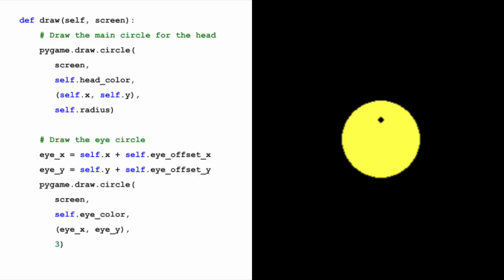First, we use the circle method of PyGame. This powerful function needs a few essential pieces of information: the screen where the circle will appear, the color of the circle, the coordinates for the center of the circle, and its radius.